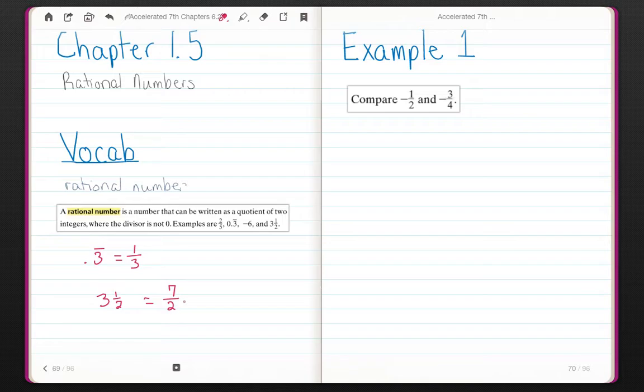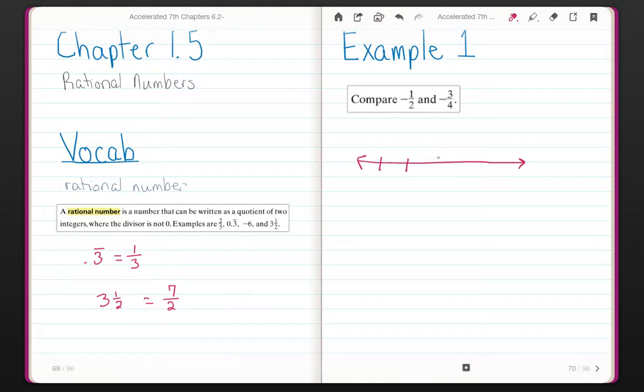So let's talk about comparing numbers. Example 1, -1/2 and -3/4. So option 1, our handy dandy trusty number line. So if I have 0, and here's 1, -1, I have -1/4, -1/2, -3/4, because -1/2 is also -2/4. So I have -1/2 here and -3/4 here.